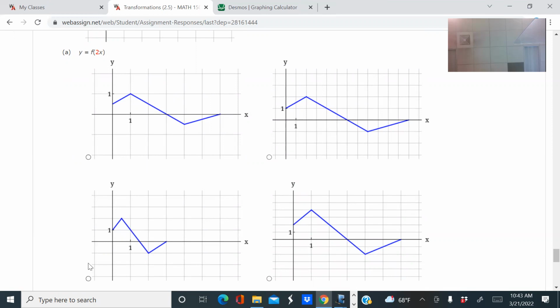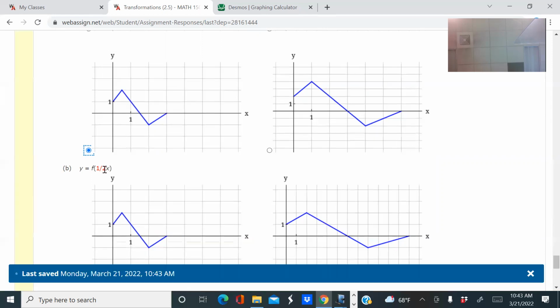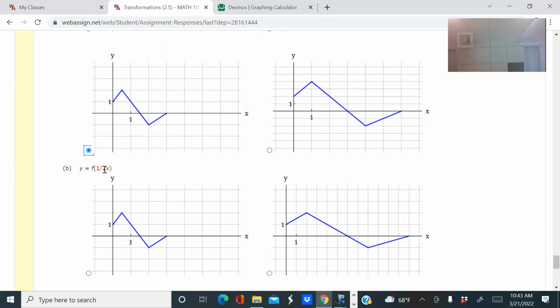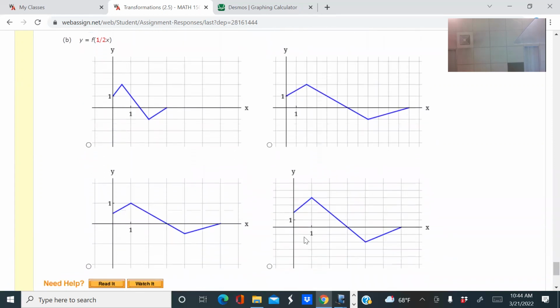Okay. So this one. And what effect then does the 1/2 have? It would be the opposite, right? You would be stretching by a factor of 1 over 1/2. 1 over 1/2 is 2. So we're stretching by a factor of 2. So we're lengthening this thing by 2. Which one is lengthened by 2 here? D, this one?